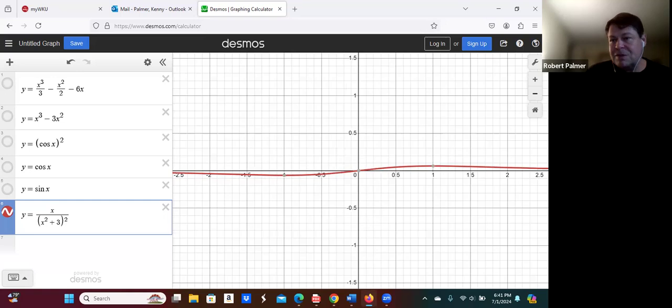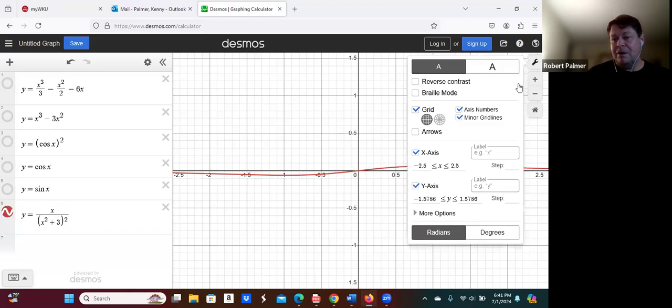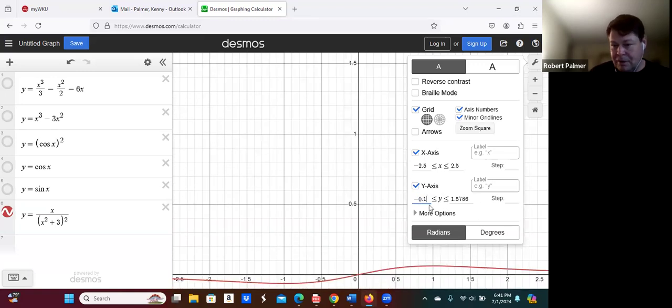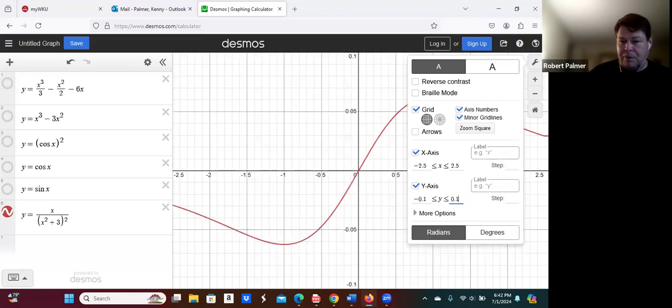This is probably the last one we'll do for today. So let's change our vertical height settings to make it a little bit easier to see. Go to the little wrench there and change the y values from negative 0.1 to positive 0.1. And that should give us a better view of this graph.